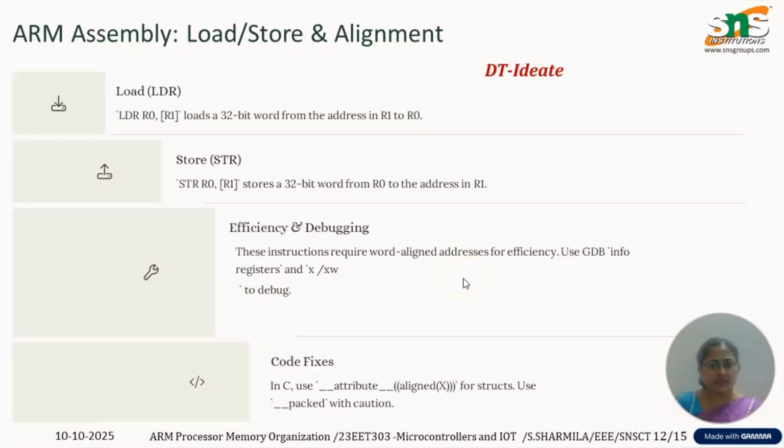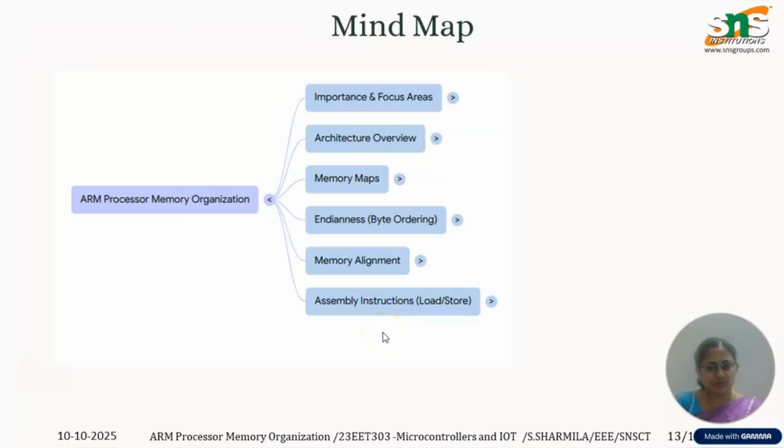Next, let's move on to ARM assembly load and store alignment. LDR represents the load and STR represents the store instruction. These instructions are used to move data between registers and memory, and they are most efficient with properly aligned addresses. Debugging tools like GDB are essential. In C, we can use attributes like aligned and packed to manage alignment explicitly. Now let's see the mind map of this process.